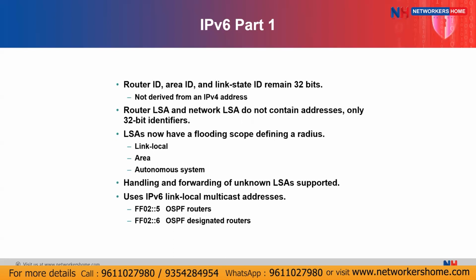LSAs now have a flooding scope, defined as link local, area, or autonomous system. Handling and forwarding of unknown LSAs is supported. Uses IPv6 link local multicast address, that is FF02::5. This is, in IP version 4, called AllSPFRouters, and here it is OSPF routers, and FF02::6 for the DR.